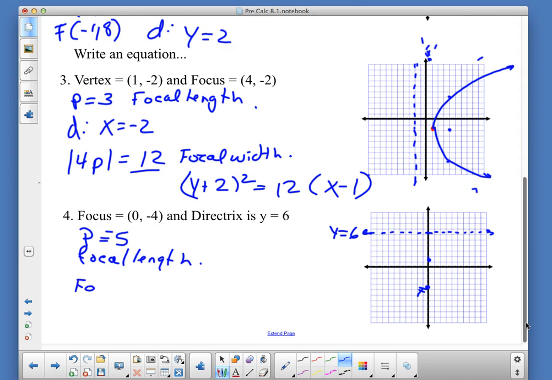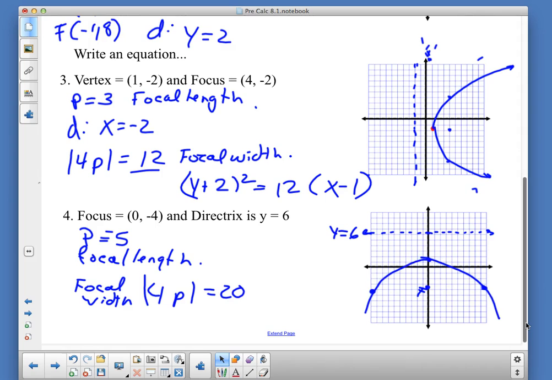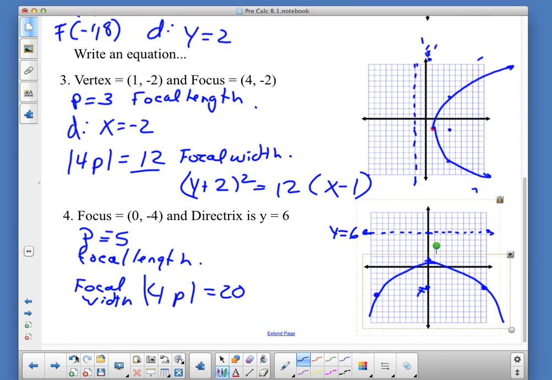My focal width, as I'm working with it, is the absolute value of 4p, which is 20. So I've got 10 on either side of my focus. 1, 2, 3, 4, 5, 6, 7, 8, 9. Hey, 10's out here and 10's on the other side. And from my vertex, that was right there at 1. We can slide that down a little bit better. There we go. Okay, so I've got my graph set.